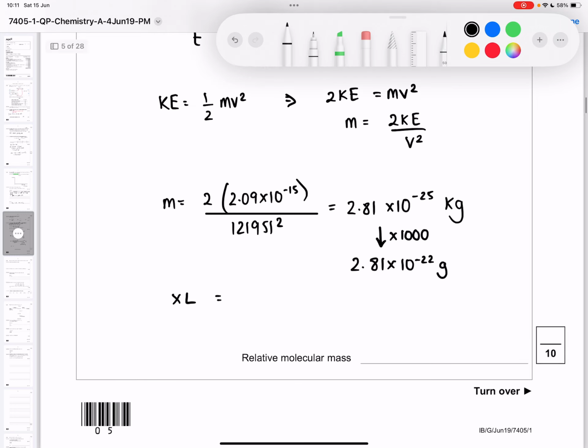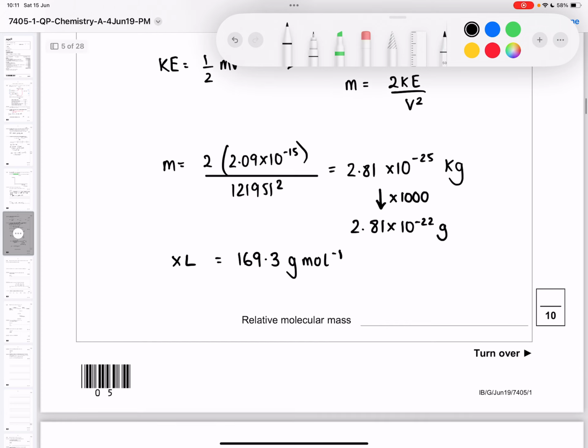And I'm getting 169.3 grams per mole. So my Mr is 169.3. I don't need to keep all those significant figures. I'm just going to round to 169.